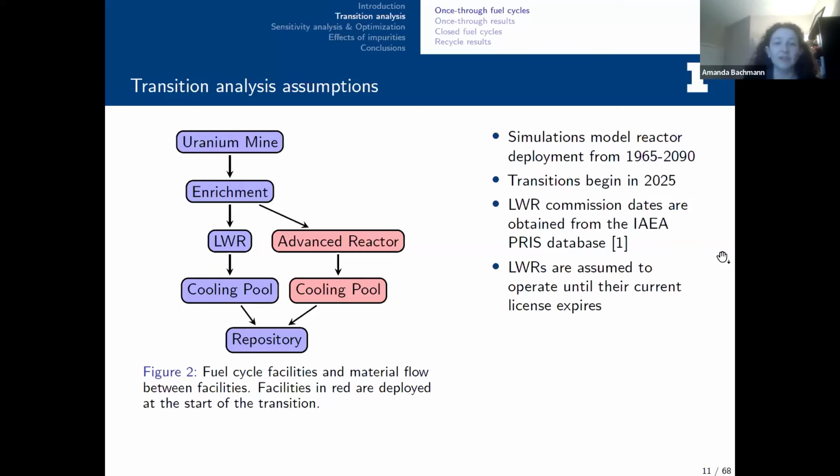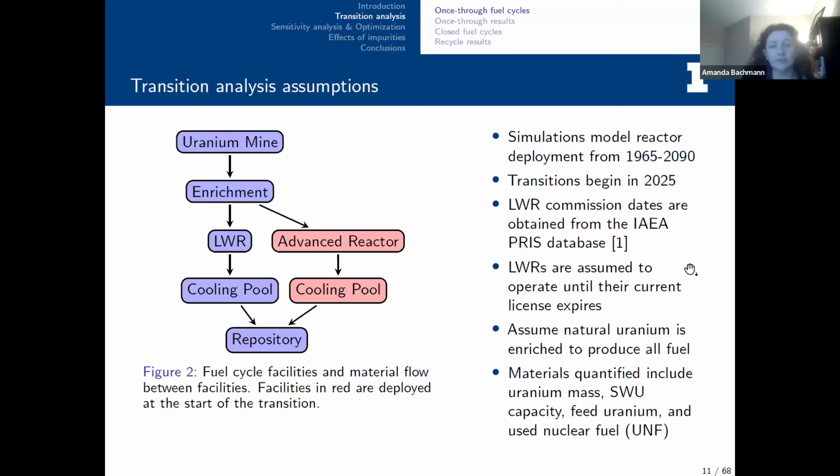The light water reactor commission dates and a lot of their data I obtained from the IAEA PRIS database. And the light water reactors are assumed to operate until their current license expires, based on what they have from the NRC right now. I also put in a caveat. I pulled this data in 2020, so neither of the Vogtle reactors are included in my modeling just because they were not operational at the time.